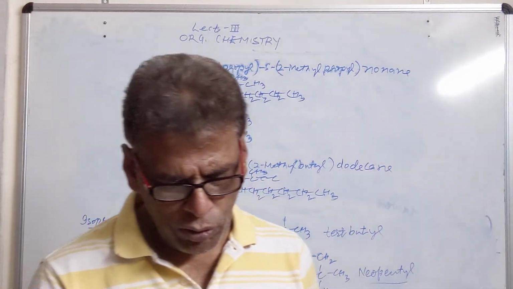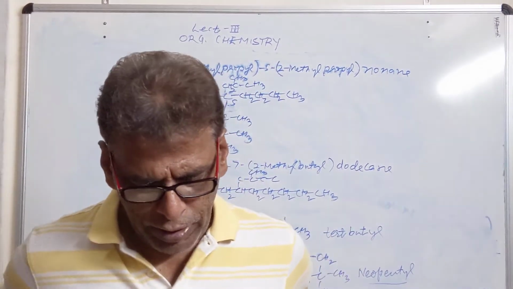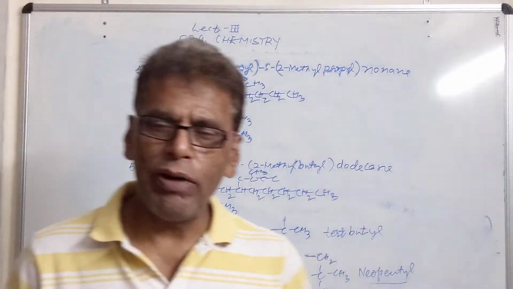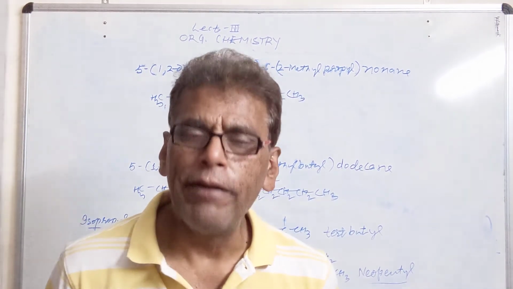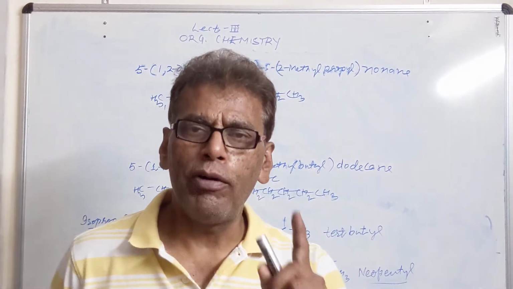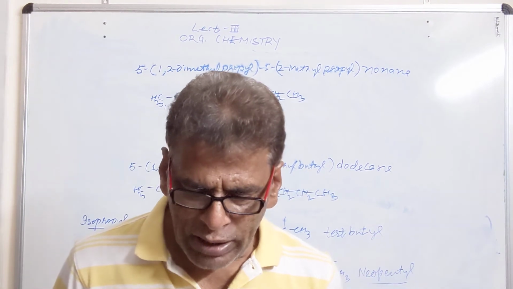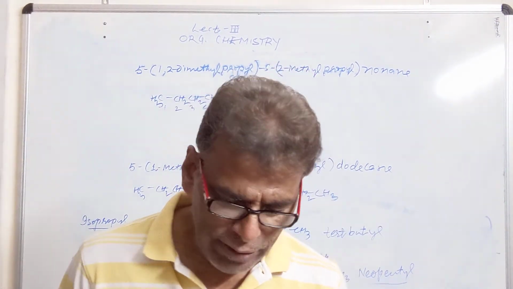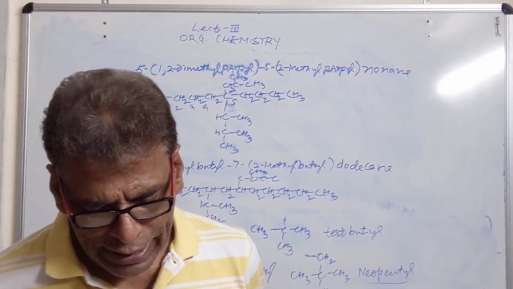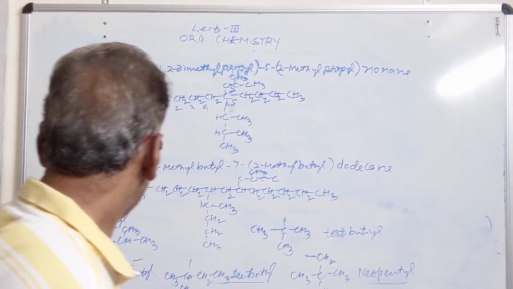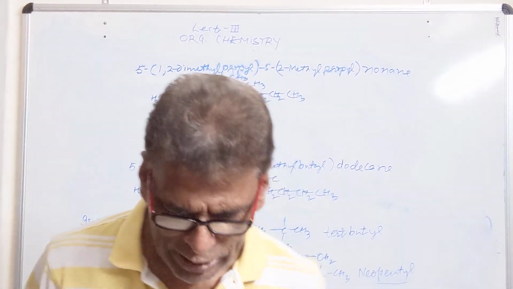Then we have 5-(1-chloromethyl ethyl) 3-isopropyl octane. So make the chain of 8 carbons. From carbon number 5 you start a 2 carbon chain. Carbon number 1 is given a methyl as well as a Cl group, and valencies are satisfied. Then the next, 3-isopropyl: carbon number 3 is given this group, completing the valency. In this manner you have to name these compounds.